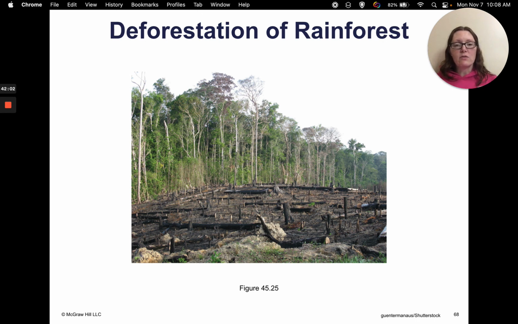And the cycle repeating over and over is causing issues because the soil is just so poor in the rainforest because of all the rain. It's leaching the nutrients, and so it's an endless cycle, and it's destroying the rainforest little by little every year.